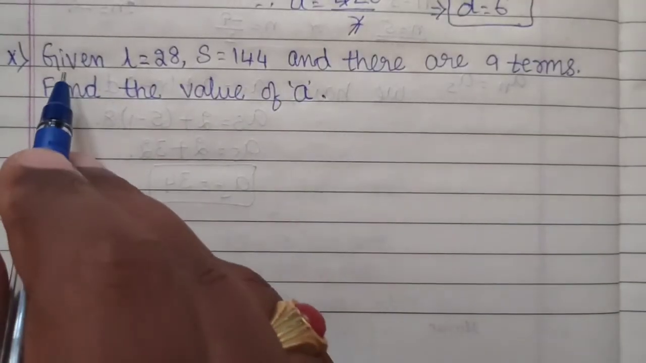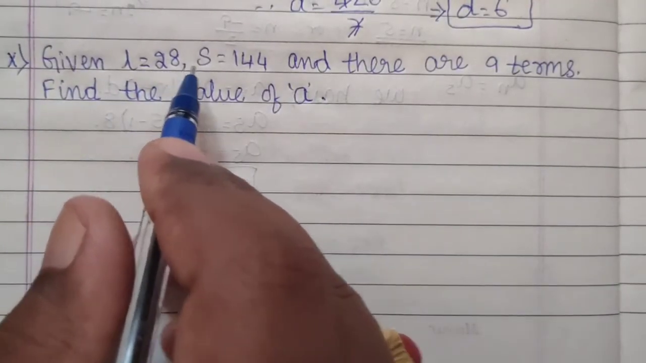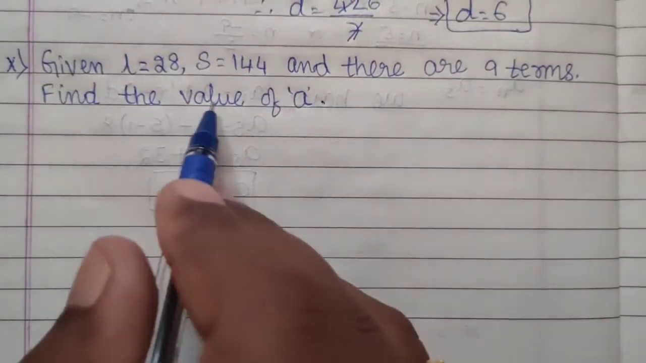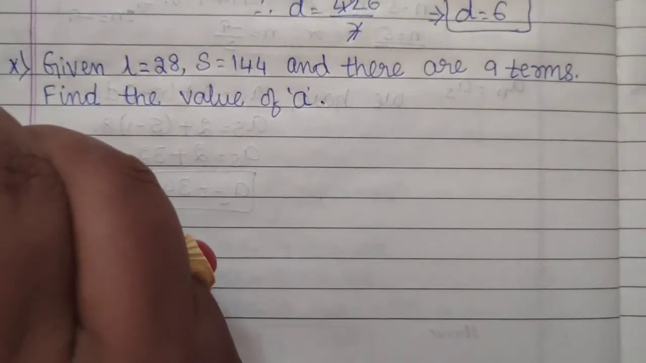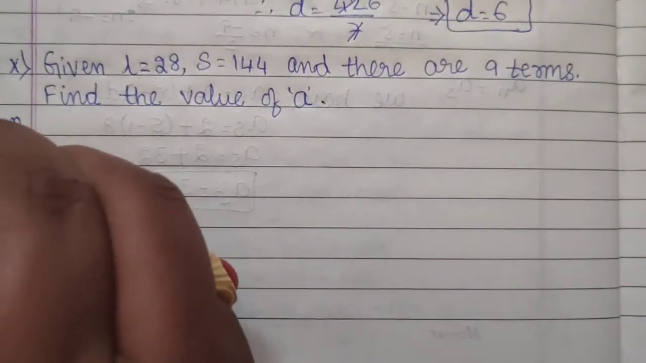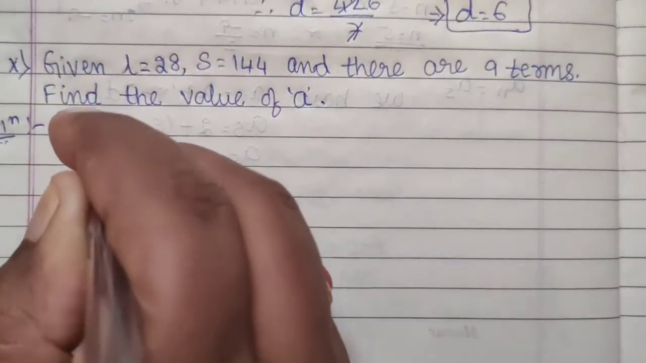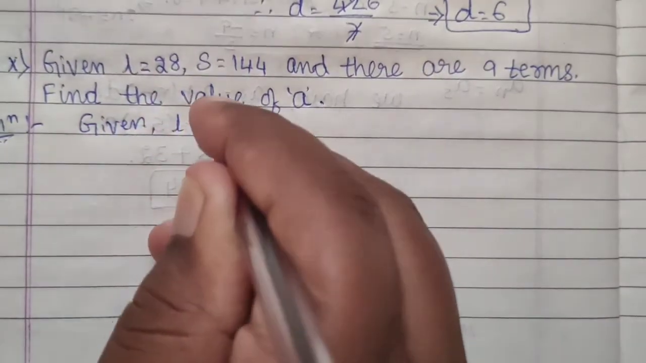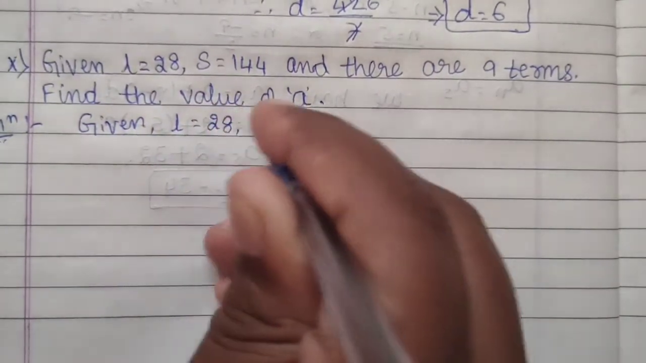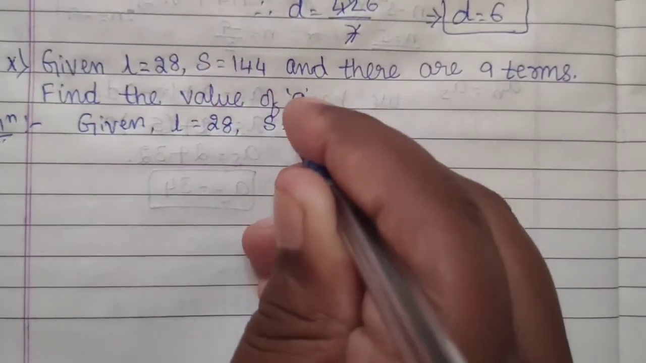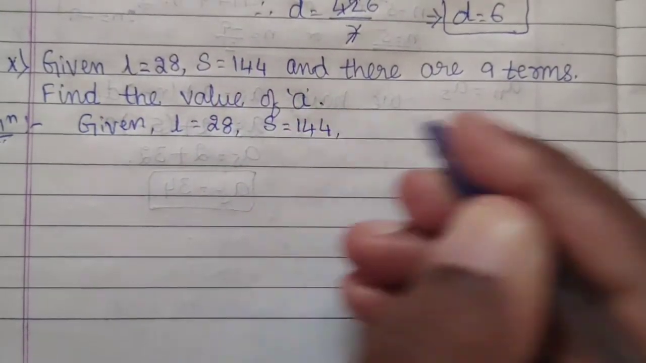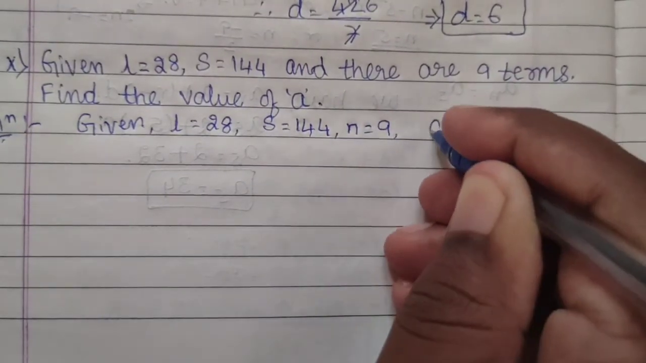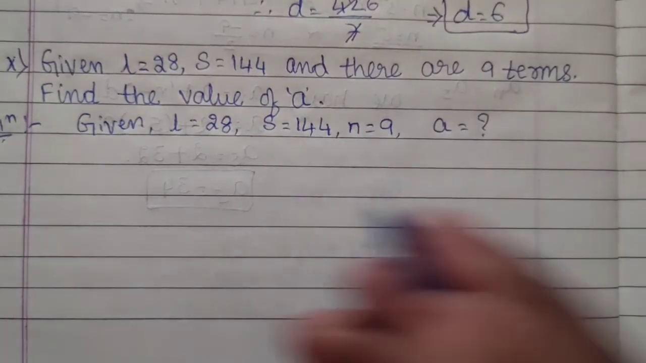Next question. Given L is equal to 28, S is equal to 144 and there are 9 terms, find the value of A. Solution. Given the last term is 28, the value of S is 144 and the value of n is 9. We have to find the value of the first term.